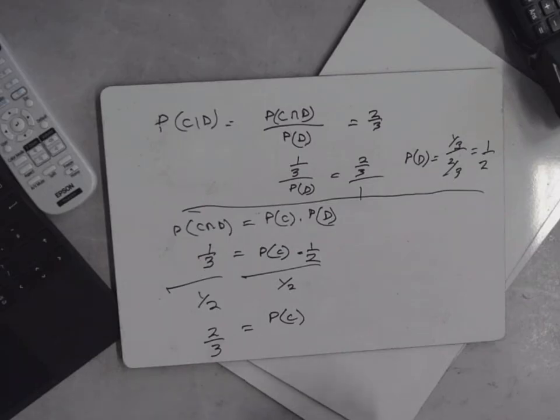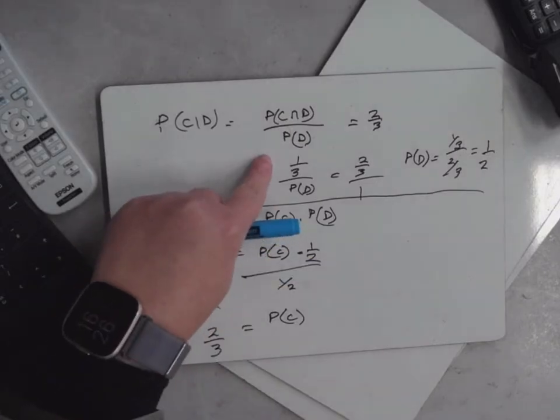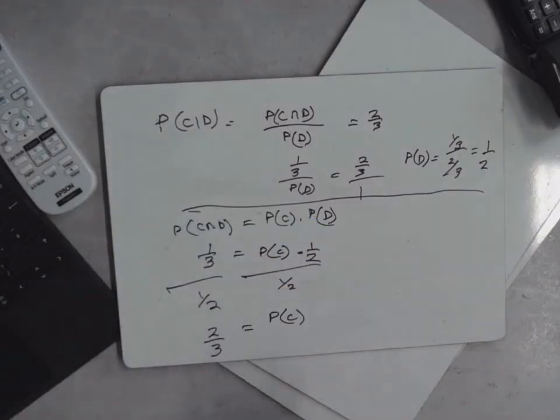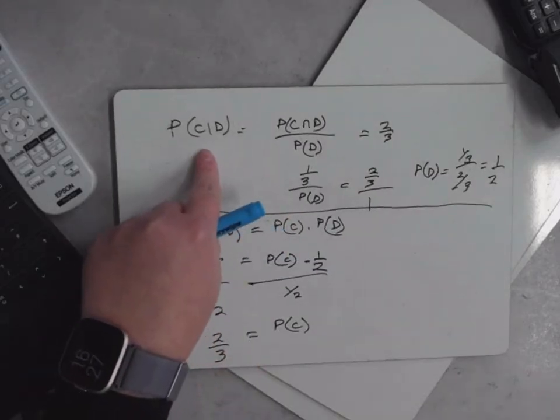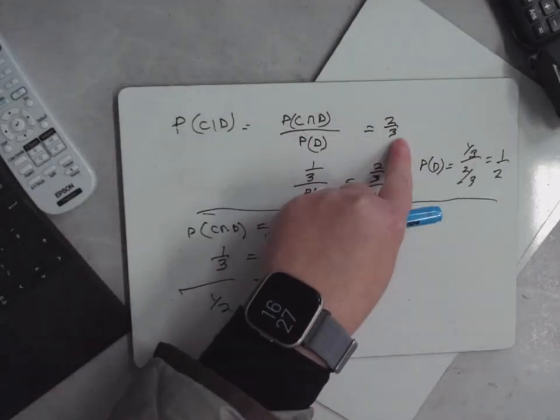I don't think you can find C first, because C doesn't appear in this formula. Right, okay. So they said the probability of C given D is 2/3, yeah?